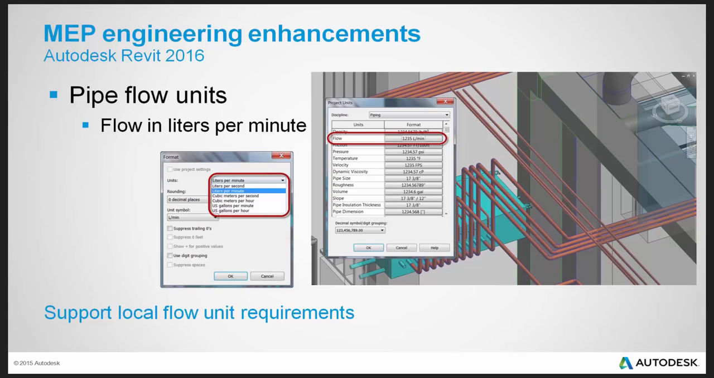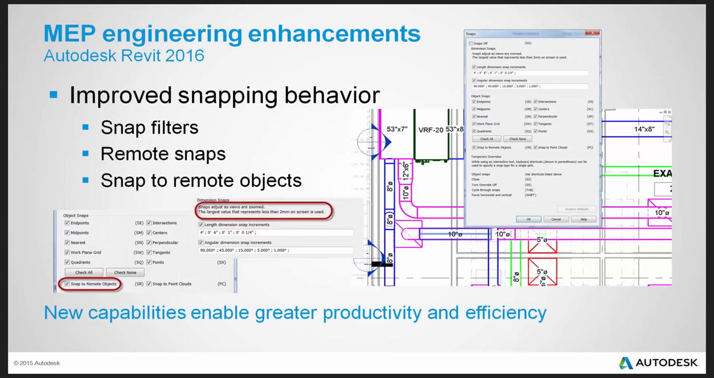Our pipe flow units have seen a little bit of a facelift here. You now have the ability to set your flow in liters per minute, and basically support local flow unit requirements. This is something that Autodesk has seen many requests for, so this should make a lot of customers happy. We now have improved snapping behavior.